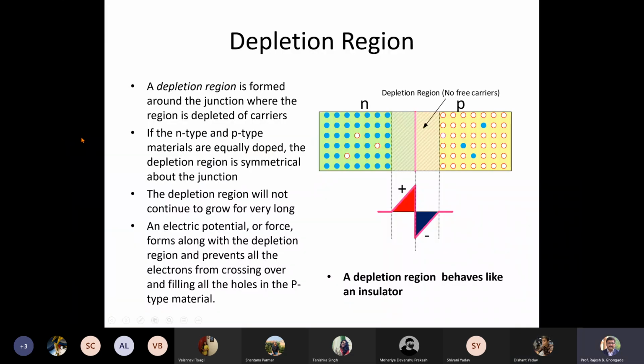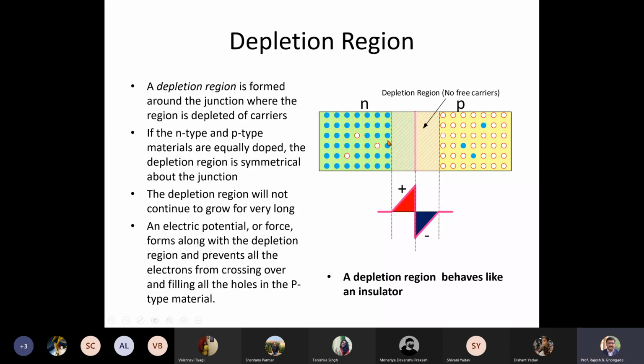Okay, so what essentially we have is the creation of the depletion region. What do you mean by depletion region? A depletion region is a region where there are no charge carriers present anymore. So there are no free charge carriers present in this region, which is, let us say, in the vicinity of the junction itself. Now, why doesn't this extend all the way?